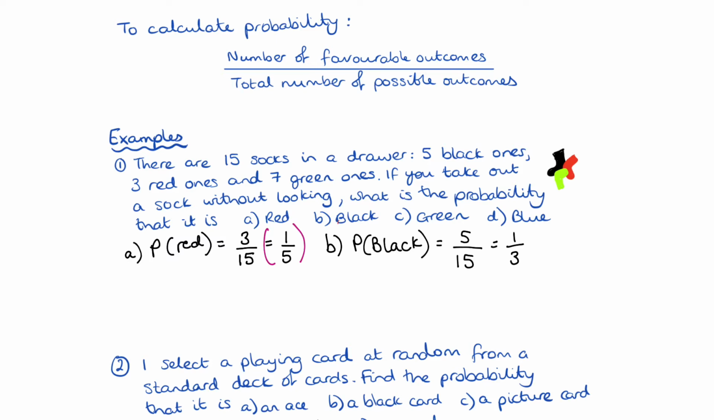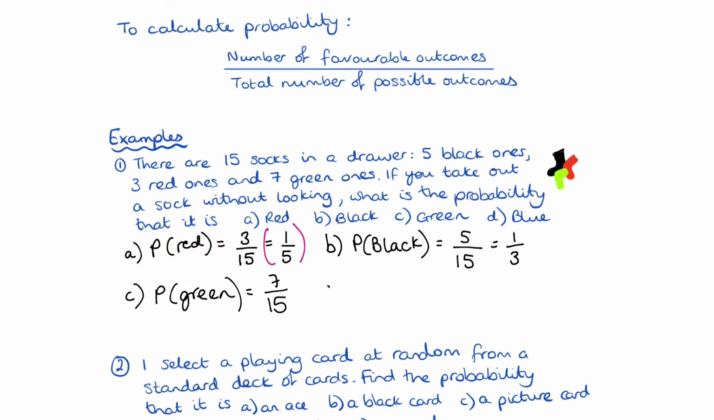So 5/15 is equal to 1/3, and that's the probability of picking out a black sock, because 1/3 of the socks in the drawer are black. Okay, next one. Probability of getting a green sock. Well, there are still 15 socks in the drawer, and if we pick one out at random, there are 7 different ways of picking a green sock. So the answer to that one is 7/15, and that doesn't simplify because 7 and 15 are not multiples of anything except for 1.